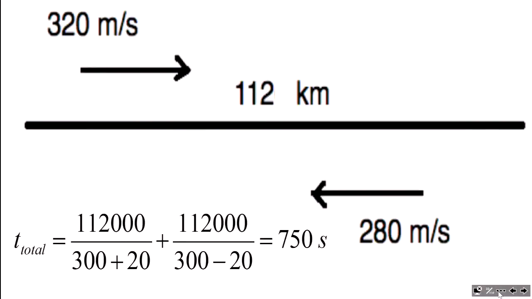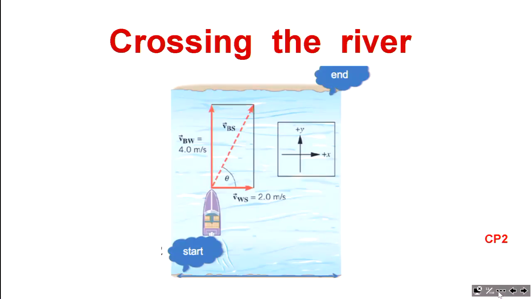So that's the answer. And now we're going to talk about the situation when velocities are angled toward each other. Here we have a standard case of a boat traveling across a river. So let's first take a look at this case in general.